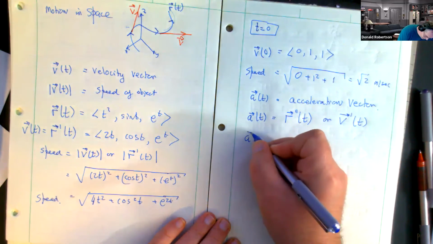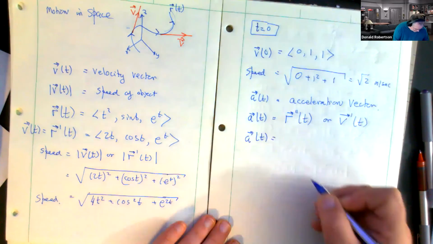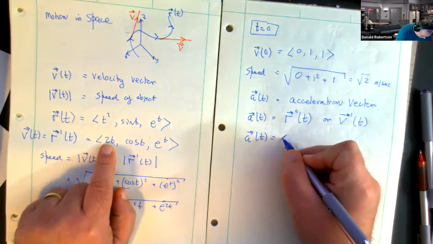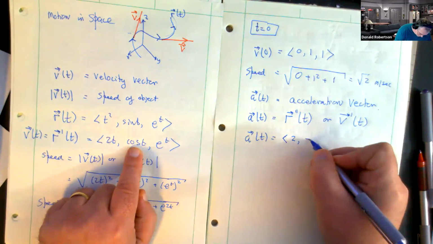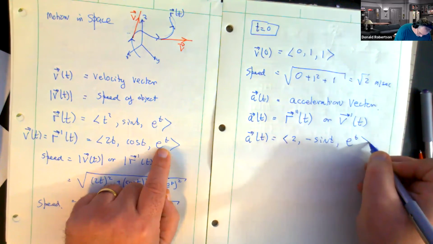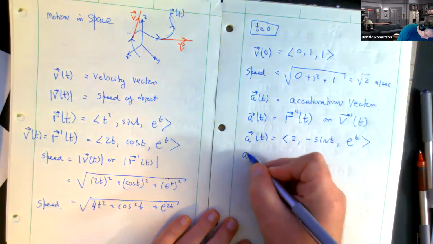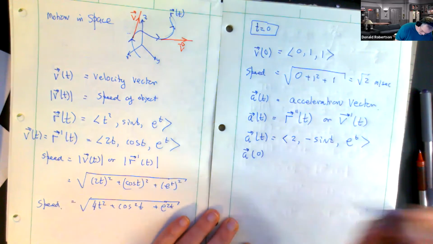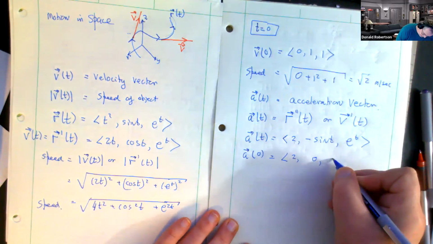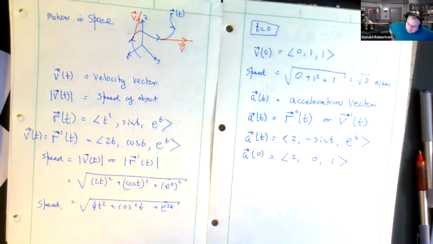So in our case, the acceleration vector is: differentiate this guy, you get 2. Differentiate this guy, you get negative sine t. And differentiate this guy, you get e to the t. And if you wanted to know the acceleration at the beginning, 2 is fixed. Sine of 0 is 0. E to the 0 is 1. We don't bother to find the magnitude of the acceleration vector. It may well have a meaning, but we don't give it a name, at least none that I know of.